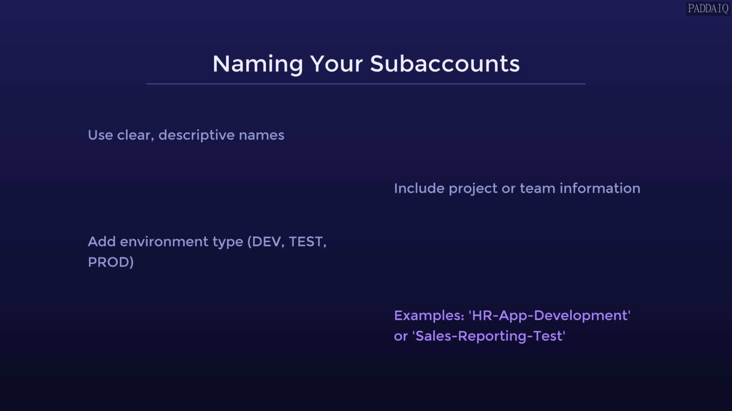Examples: HR App Development or Sales Reporting Test. This means your sub-account name should clearly describe its purpose, such as the department, project type, and environment. For instance, a sub-account for testing a new finance tool could be named Finance Tool Test. Using descriptive names like this helps your team quickly identify and manage resources.